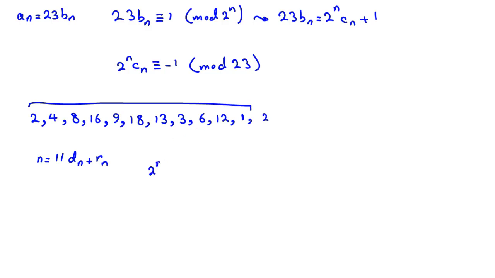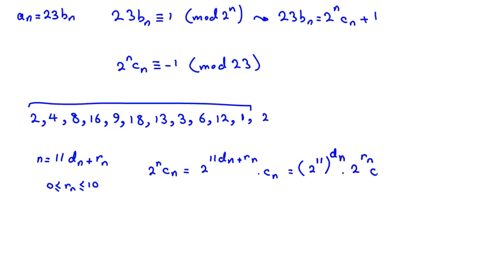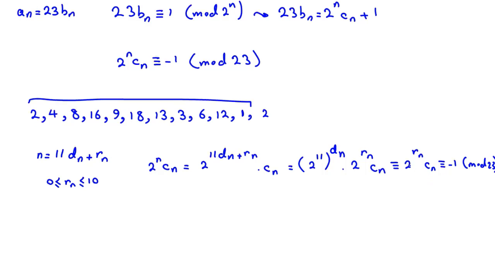So 2 to the n is 2 to the 11 dn plus rn, where rn is at least 0 and less than or equal to 10. So Cn times 2 to the 11 dn times 2 to the rn. Cn, the first one, is 1, is congruent to 2 to the rn times Cn is congruent to negative 1 mod 23. So Cn is only related to rn.